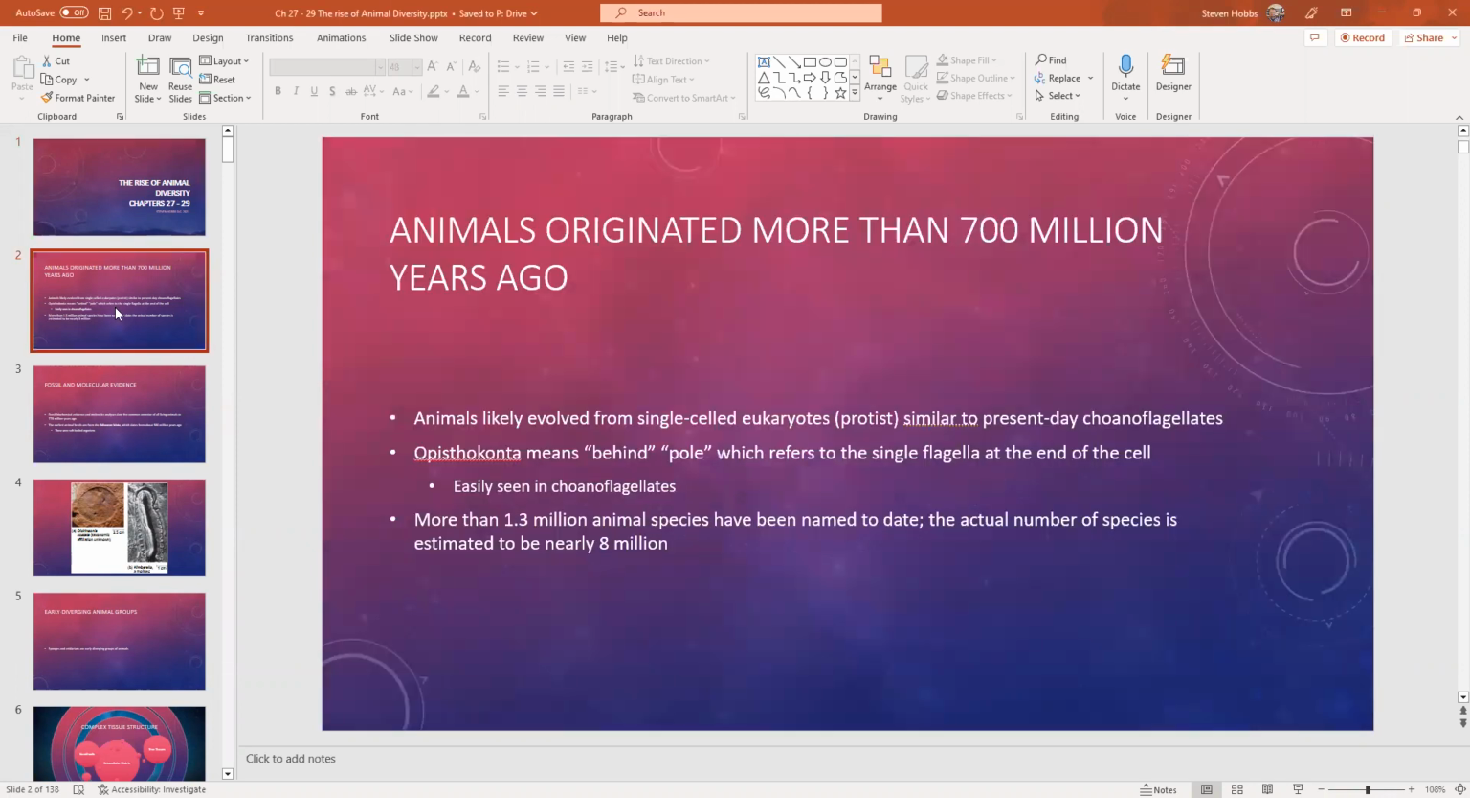Now, animals originated more than 700 million years ago. Our earliest fossils, where our biochemical analysis is showing, somewhere around 770 million years. So animals likely evolved from single-celled eukaryotes that are similar to protists or the choanoflagellates that we find today in our sponges. They're members of Opisthokonta, which means behind pole. That's referring to the single flagellum at one end of the cell that allows for locomotion and generation of flow. Now, 1.3 million animal species currently have been named, but there are likely to be around 8 million animal species.